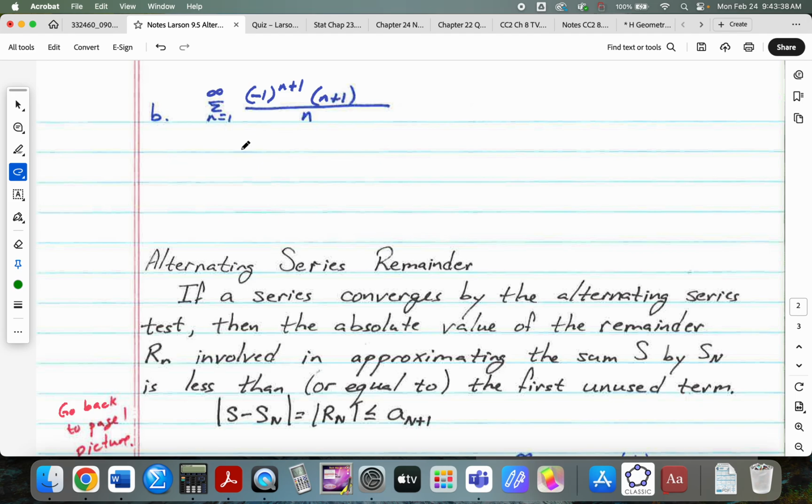So if we look at this one, if we take the limit as n goes to infinity of the non-alternating part, (n plus 1) over n, that's equal to 1, which, because it's not equal to 0, we know that this series diverges by the nth term test.